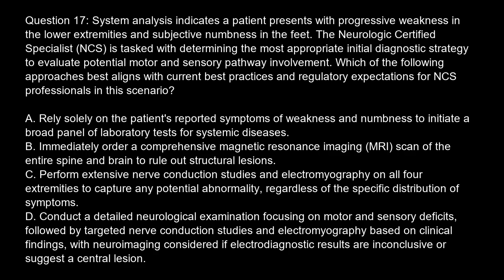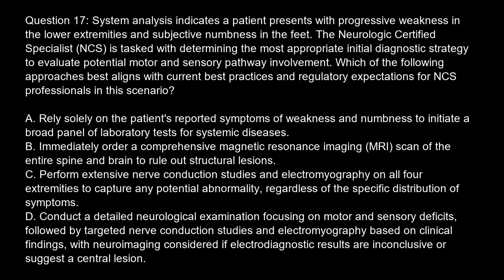Rely solely on the patient's reported symptoms of weakness and numbness to initiate a broad panel of laboratory tests for systemic diseases. Option B. Immediately order a comprehensive magnetic resonance imaging, MRI, scan of the entire spine and brain to rule out structural lesions. Option C. Perform extensive nerve conduction studies and electromyography on all four extremities to capture any potential abnormality, regardless of the specific distribution of symptoms.